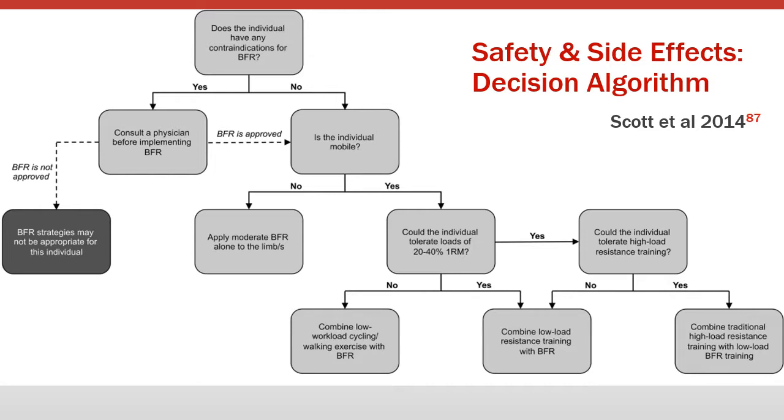If BFR is approved, is the individual mobile? If no, apply moderate BFR. If yes, then could the individual tolerate loads of 20 to 40% 1RM? If no, combine low workload cycling, walking, and exercise with BFR. If yes, combine low load resistance training. And then finally, the decision is, could the individual tolerate high load resistance training? That being said, it is best to use high load resistance training in combination with low load BFR rather than just low BFR alone, right?